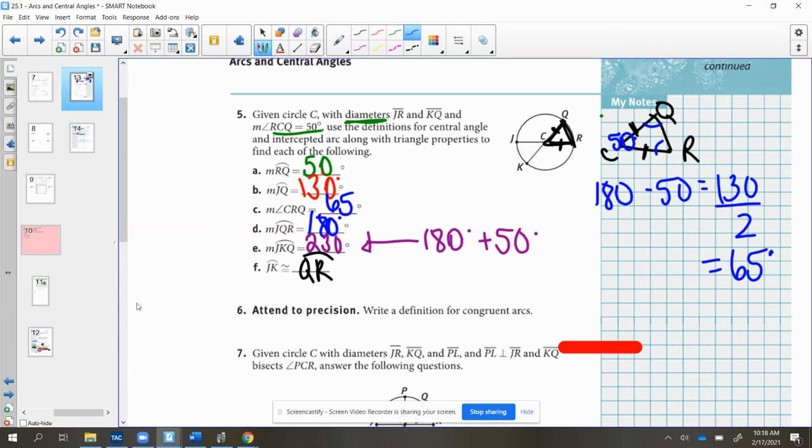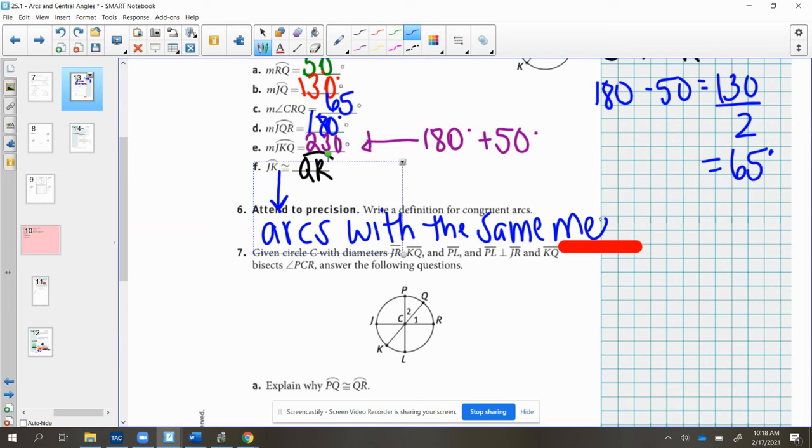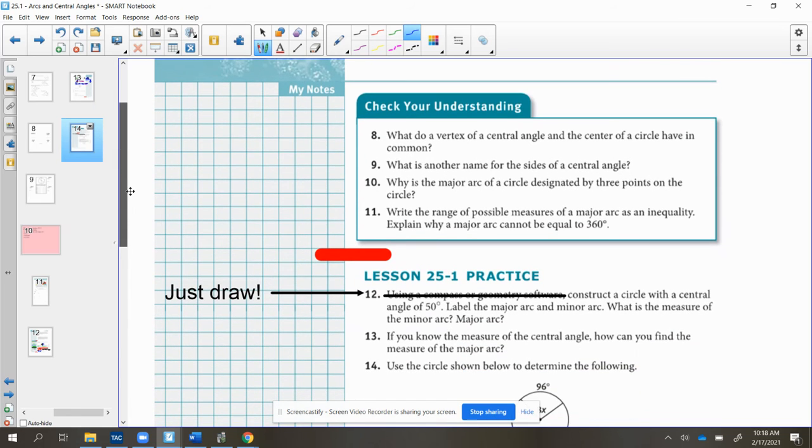Now, when we talk about congruent arcs, like letter F, congruent arcs are arcs with the same measure. So we can have congruent arcs just like we have congruent segments and congruent angles. Now, we're going to skip over to the last page, and we're going to talk about a couple more things.